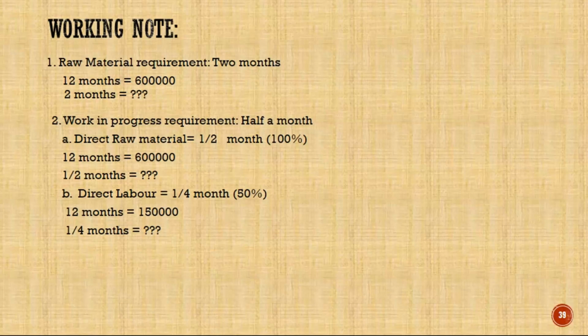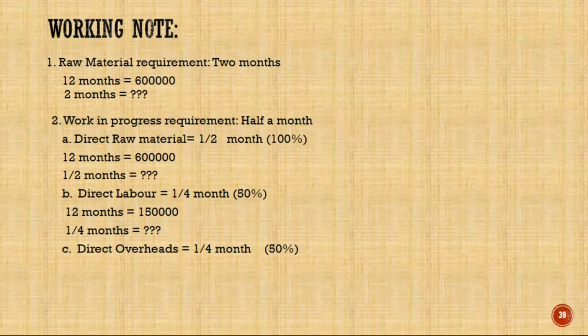Next is direct overhead, which is the third component of that total cost. Again, the same thing we will consider here. We will consider the 50% period for calculation. We assume that 50% of the work has been completed. So, 1 by 4 months.